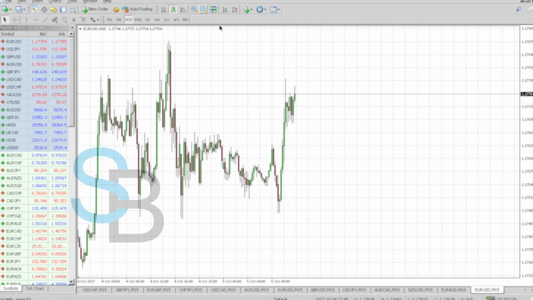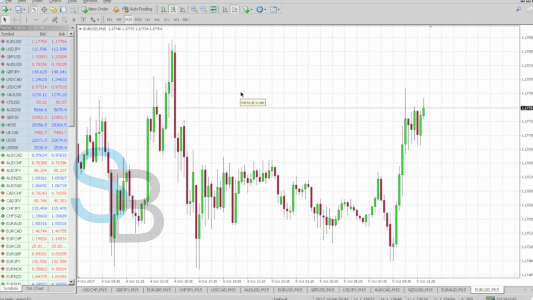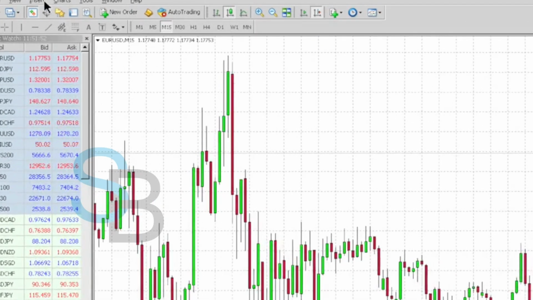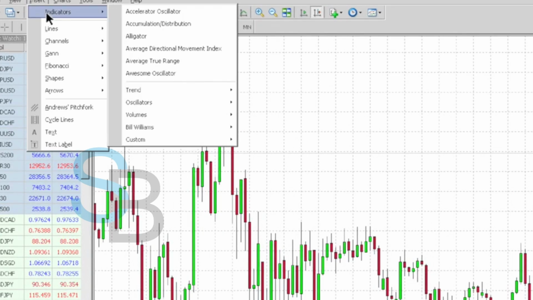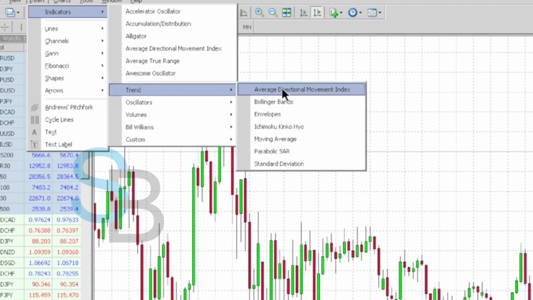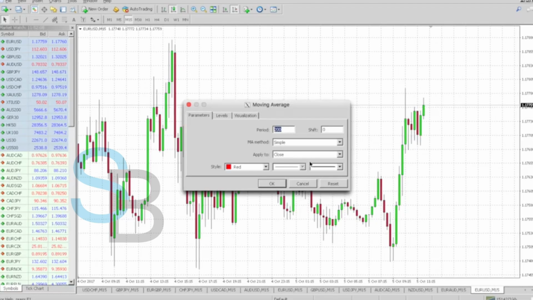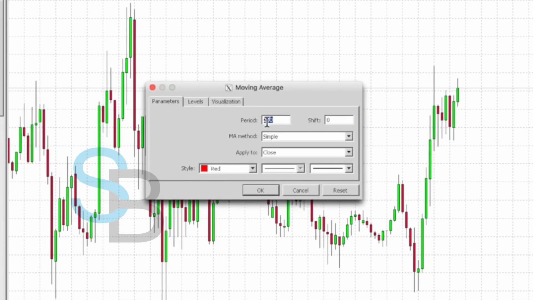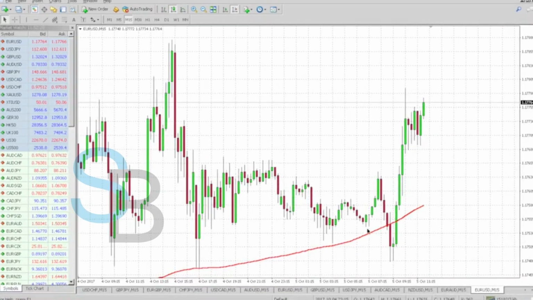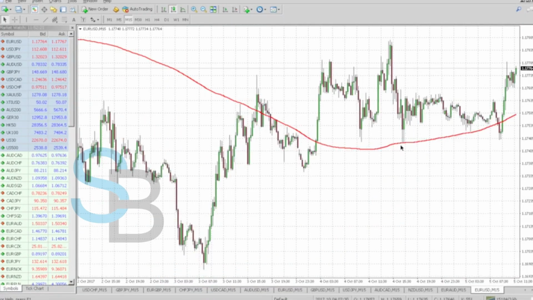Cool. So one of the first things to do is to put in the moving averages. How do you do that? Well, you go to Insert, Indicators, Trend, Moving Average. The first moving average you can put is the 200 moving average. So put 200, red, and you can make the line thicker. This one, thick line. There, that's your 200 moving average.